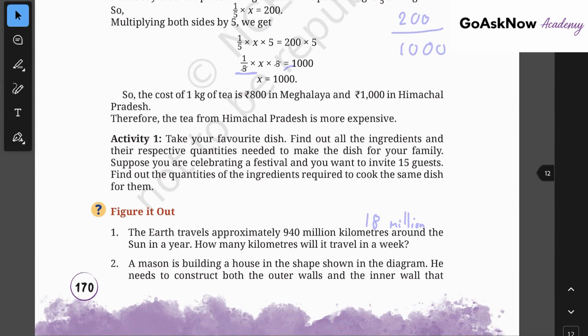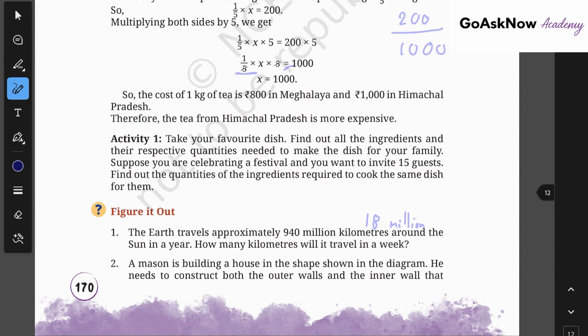Activity 1. Take your favorite dish. Find out all the ingredients and their respective quantities needed to make the dish for your family. Suppose you are celebrating a festival and you want to invite 15 guests. Find out the quantities of the ingredients required to cook the same dish for them. You can do this activity yourself.